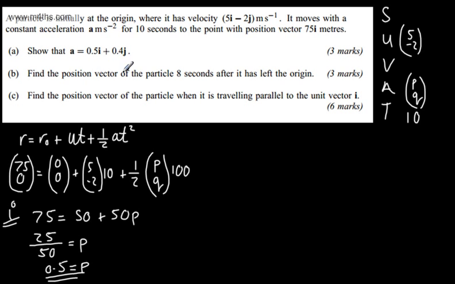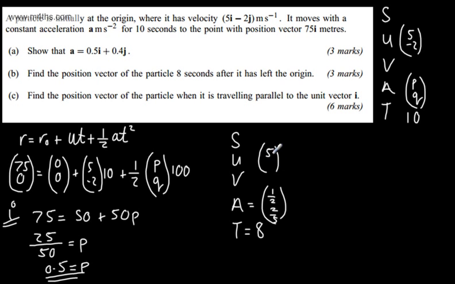In part B, for 3 marks, we need to find the position vector of the particle 8 seconds after it's left the origin. So let's just collect the information. We've got a time of 8 seconds. We've now got the acceleration, and in column form this is going to be 1/2 and 2/5, or in decimal form if you like. We've got the initial velocity, which is (5, -2), and we want to find now the position. So all we're going to do is use this one again.